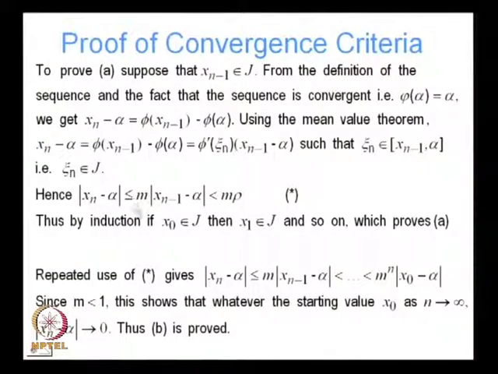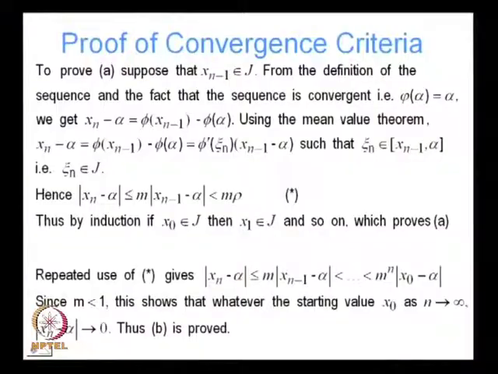So, repeated use of this expression gives me mod of xn minus alpha is less than or equal to m times mod of xn minus 1 minus alpha, this I already got, right. Then if I use the same procedure on this, I can show that mod of xn minus 1 minus alpha is going to be less than m times mod of xn minus 2 minus alpha, and so on and so forth. So, eventually I can show that this is going to be less than m to the power n times mod of x0 minus alpha, and remember x0 minus alpha is within that circle with center alpha and radius rho.